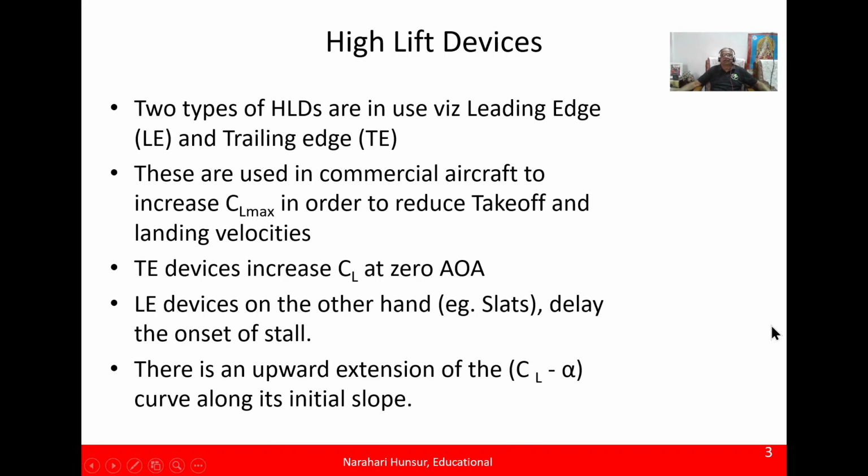Two types of high lift devices are in use, namely leading edge (LE) and trailing edge (TE) devices. These are used in commercial aircraft to increase the CL max in order to reduce the takeoff and landing velocities. Trailing edge devices typically increase the CL at zero angle of attack. Leading edge devices, on the other hand, for example slats, delay the onset of stall. There is an upward extension of the CL versus alpha curve along with the initial slope.